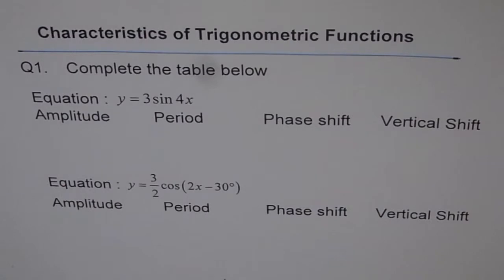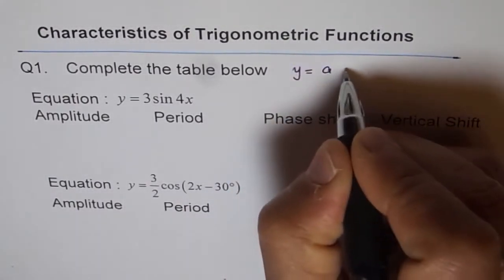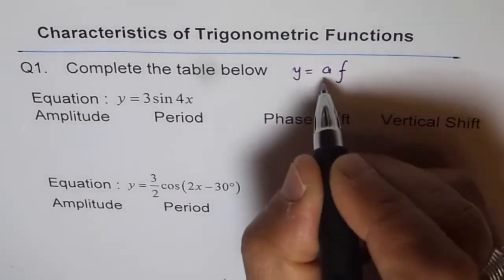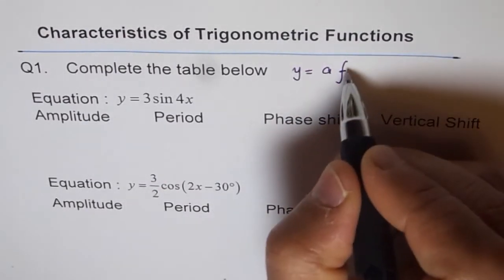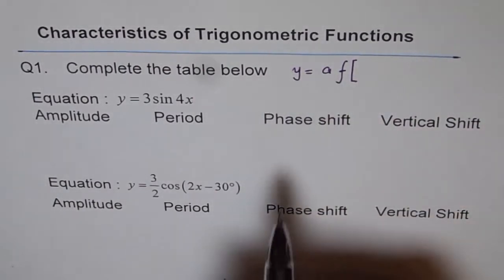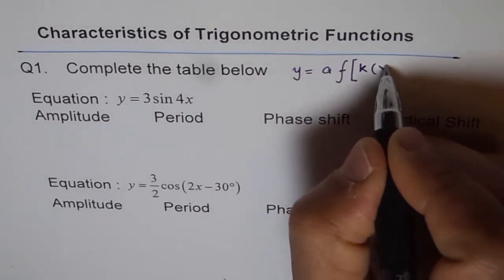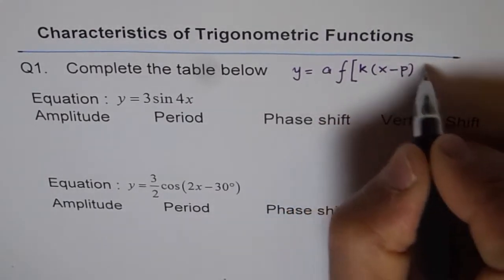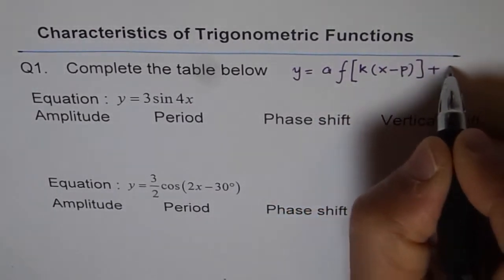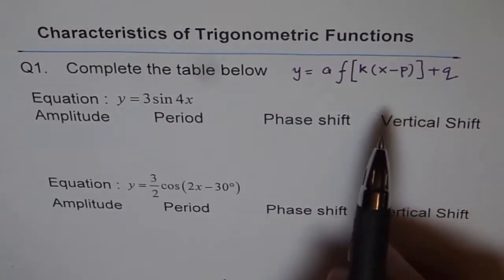Now in general, a transformed sinusoidal function can be written as, let me write that general equation here, y equals a times f of k times (x minus p) plus q. Here a is the vertical stretch, which affects the amplitude, and for the function f I'm not writing sine or cosine. This could be sine or cosine in our context, right? That is the general equation of our sinusoidal function.